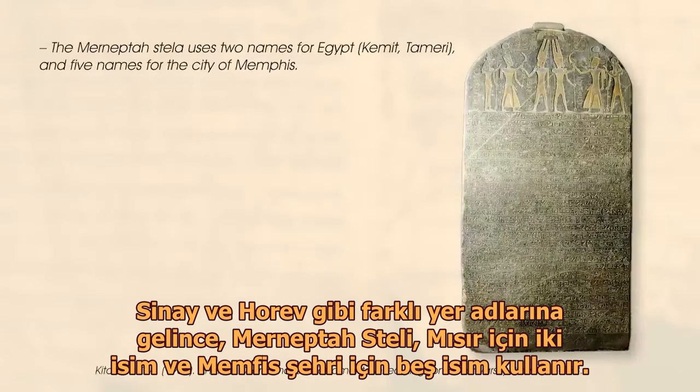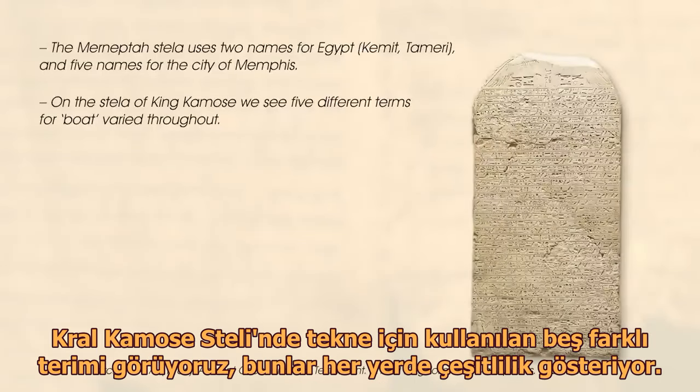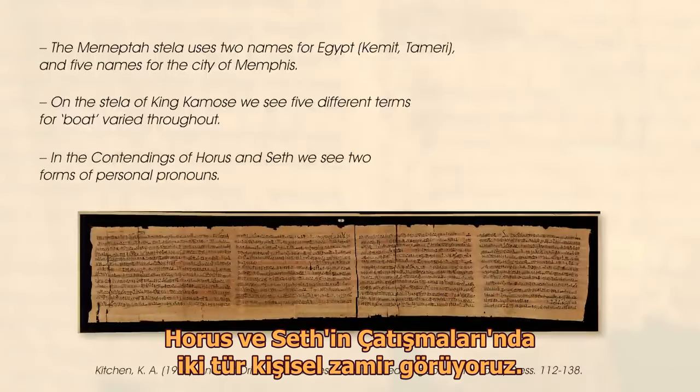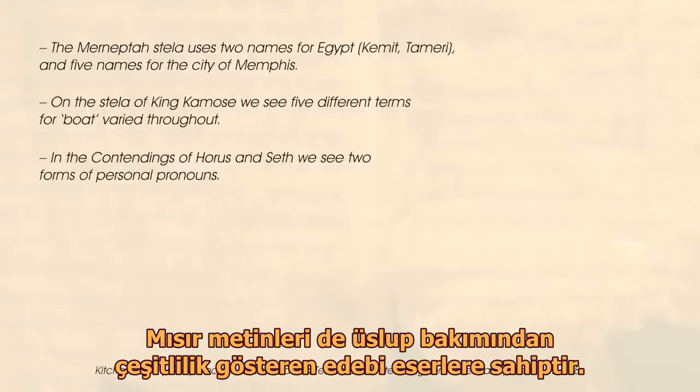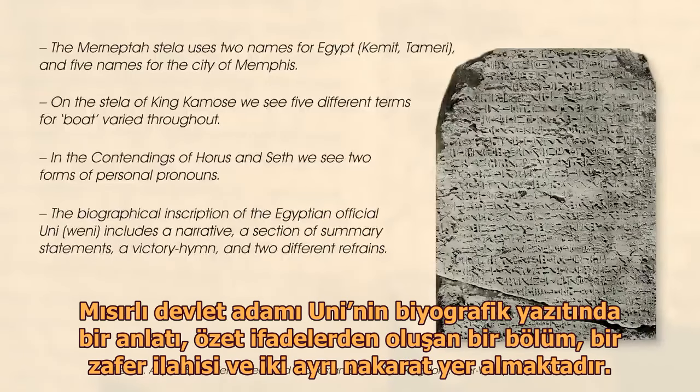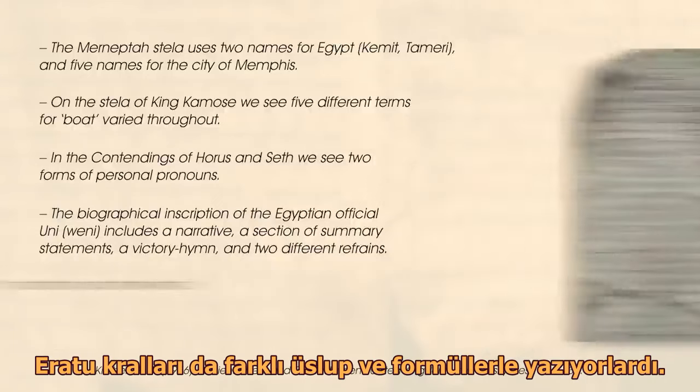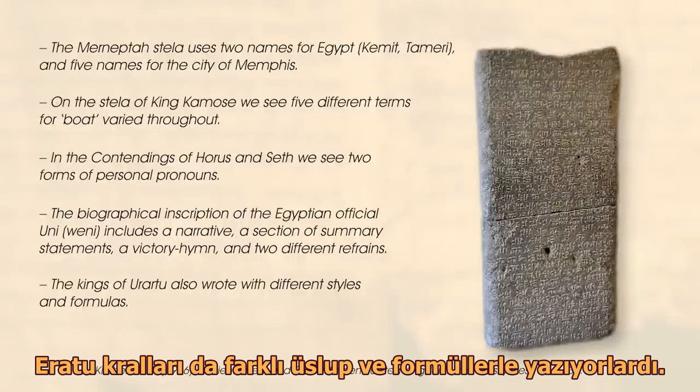For varying place names, like Sinai and Horeb, the Merneptah stele uses two names for Egypt, and 5 names for the city of Memphis. On the stele of King Kamose, we see 5 different terms for boat varied throughout. In the Contendings of Horus and Seth, we see 2 forms of personal pronouns. Egyptian texts also have literary works that vary in style. The biographical inscription of the Egyptian official Uni includes a narrative, a section of summary statements, a victory hymn, and 2 different refrains. The kings of Urartu also wrote with different styles and formulas.